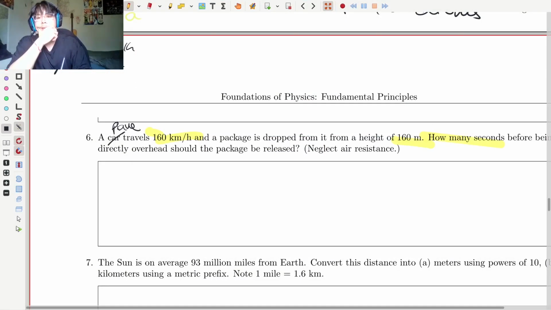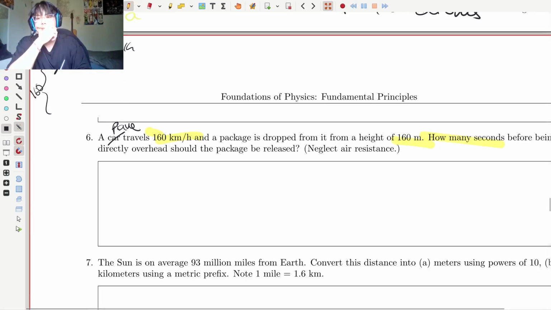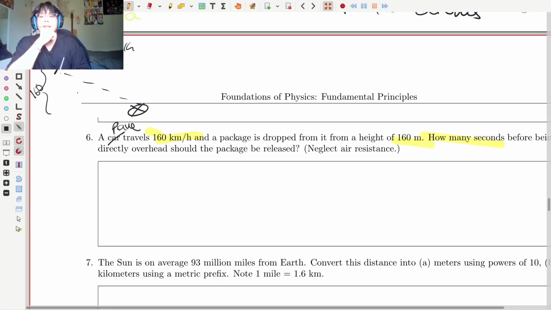And then we have this plane is going to be 160 meters in the air, and this is where we want to drop the package. So at what time before we're directly above the package should we drop it? In other words, we want to find how long it takes for the package to hit the ground, and if we find that time, then we know how much time we should have in between dropping the package and being directly over the drop-off point.